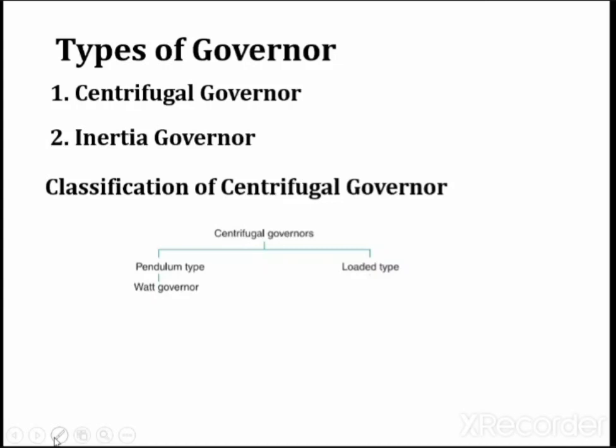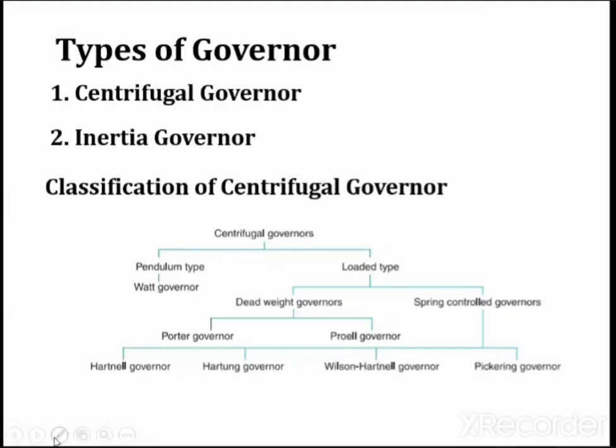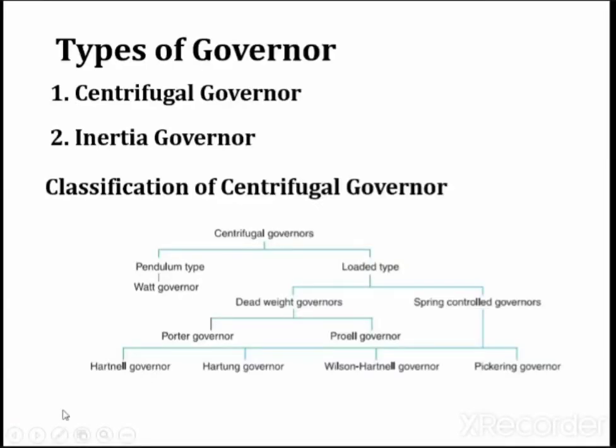In the pendulum type, we'll be studying the Watt governor, and in the loaded type, we apply a dead weight, or you can say a spring control. So there are two types of governor. The dead weight governor again has the Porter governor and Proell governor, and among spring control governors we have the Hartnell governor. We'll be dealing with three types: the Watt governor, the Porter governor, and the Hartnell governor.